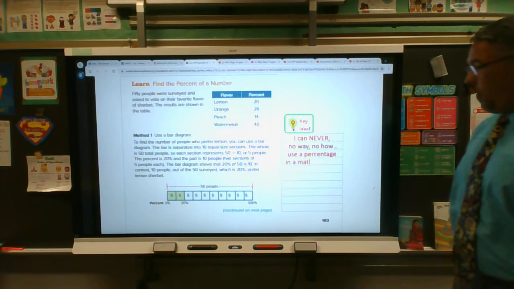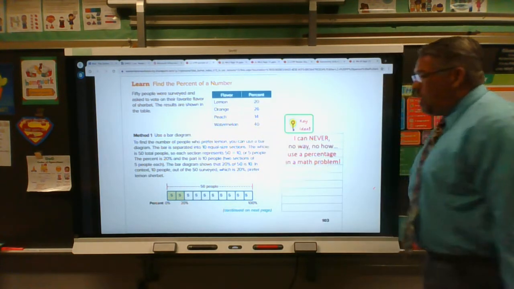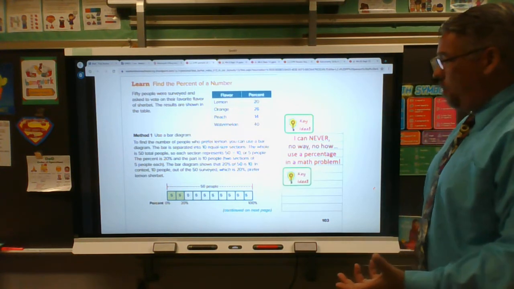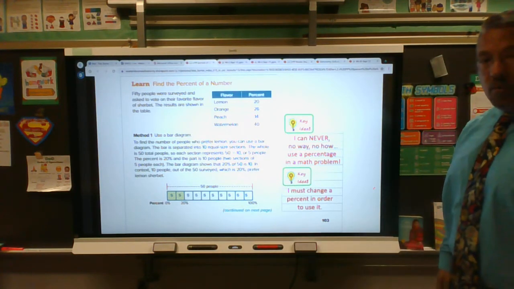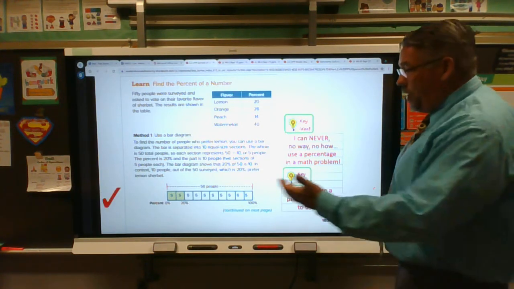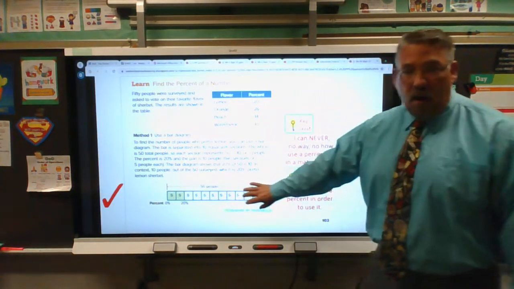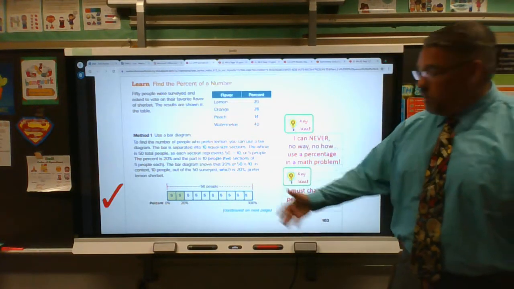So let's remember that I cannot use a percentage, because that's what this number is, in a math problem. And if I can't use a percentage in a math problem, then I have to be able to change it into a decimal. Once I've changed it into a decimal, then I can do the math. Now they're saying if I use this bar diagram that I can come up with the answer, and I don't disagree. This is correct math.